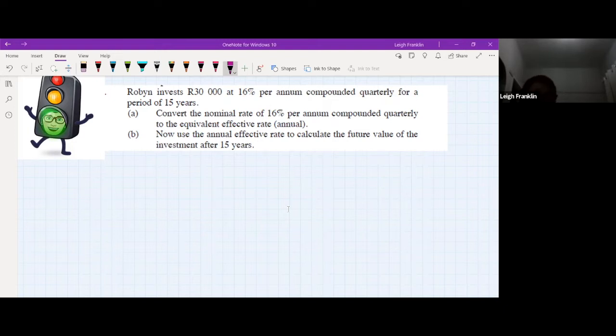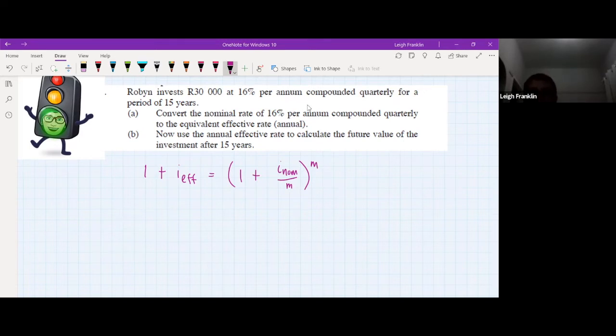So a nominal rate is where the percentage per whatever it is, per annum, per quarter, whatever it is, is being compounded differently. So now this formula, you only need to know how to use the formula. So it's 1 plus i effective is equal to (1 plus i nominal over m) to the power of n.